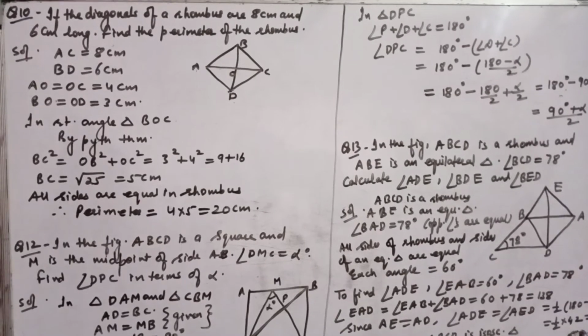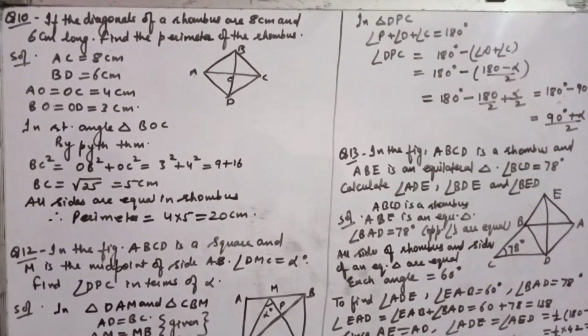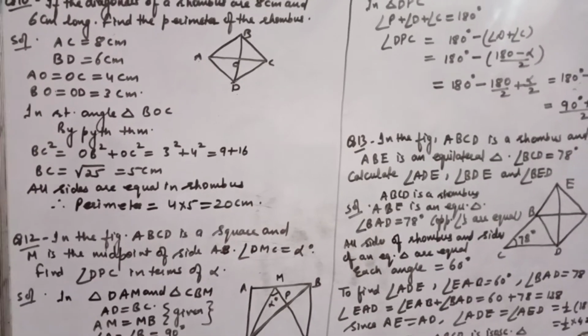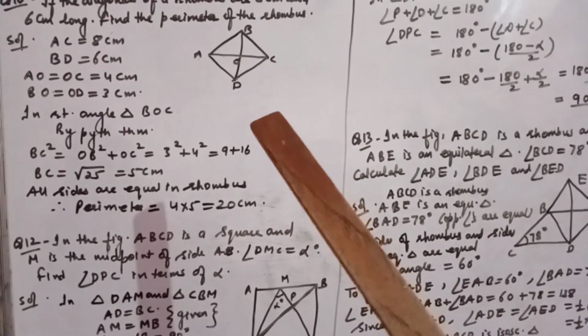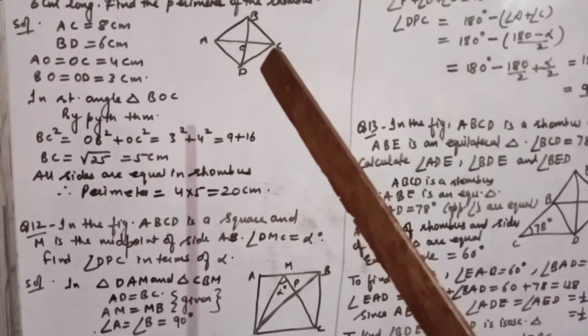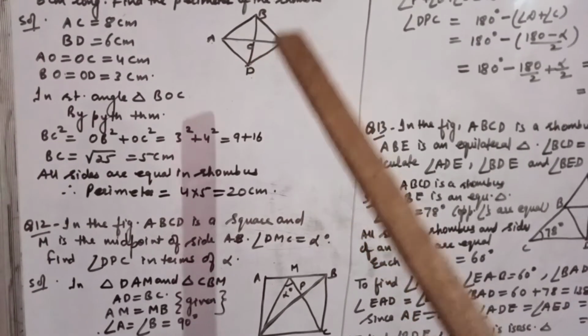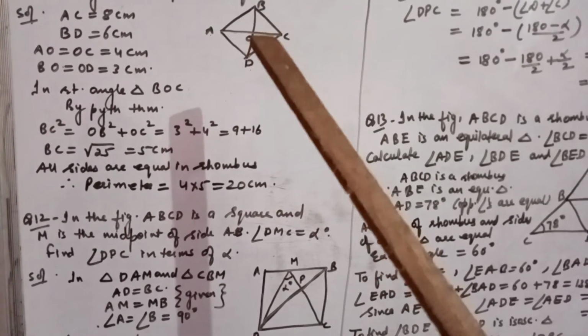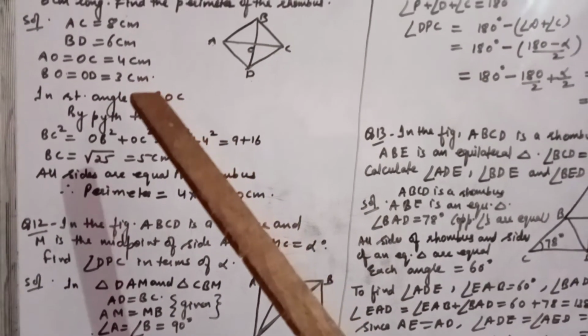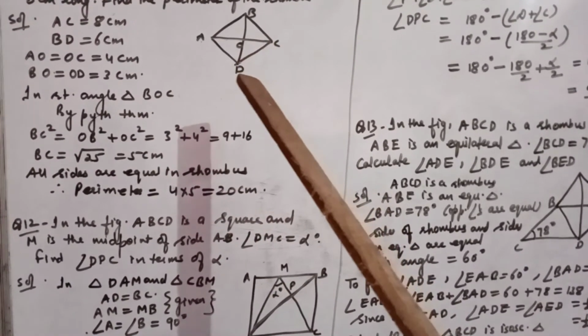Now student, question number 10. If the diagonals of a rhombus are 8 centimeter and 6 centimeter long, find the perimeter of the rhombus. Okay, this is the figure of the rhombus. Here the diagonals are AC and BD. AC is 8 centimeter, BD is 6 centimeter. Both the diagonals are intersecting at point O. So it divides the diagonals equally. AO equal to OC 4 centimeter and BO equal to OD equal to 3 centimeter.